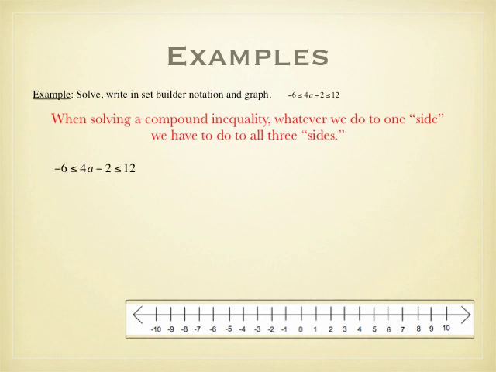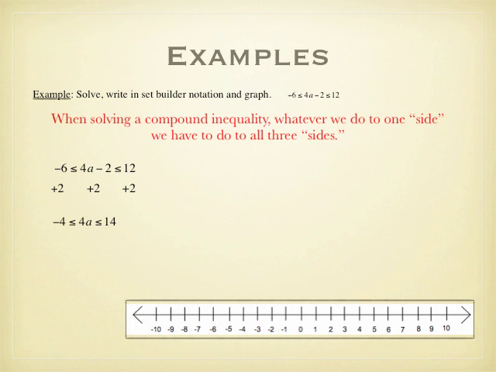So if we have negative 6 is less than or equal to 4a minus 2 is less than or equal to 12, look at the middle and we want to get a by itself. So the first thing we would do is we'd say, okay, we have 4a minus 2. We want to add 2. But if I add 2 to the middle, I have to add 2 to the sides as well. Whatever I do to the middle, I have to do to both sides. So if I add 2 to all three sides, I end up with negative 4 is less than or equal to 4a is less than or equal to 14.